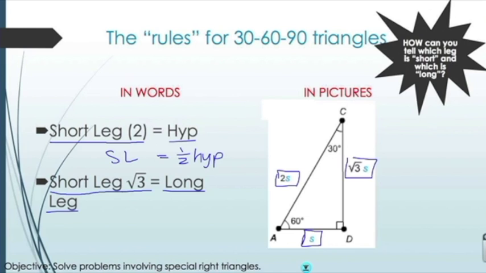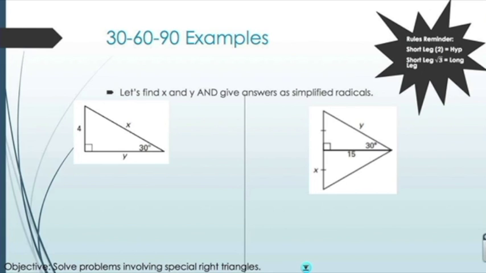And again, remember, these are just patterns that happen every time you have a 30, 60, 90 triangle. This first triangle on the left I know is 30, 60, 90 because it tells me the 90 and it tells me the 30. So the only thing that's left is 60 degrees. 4 is given to us. This is our short leg. I know that because x has to be the hypotenuse and y is across from the unmarked 60 degree angle.